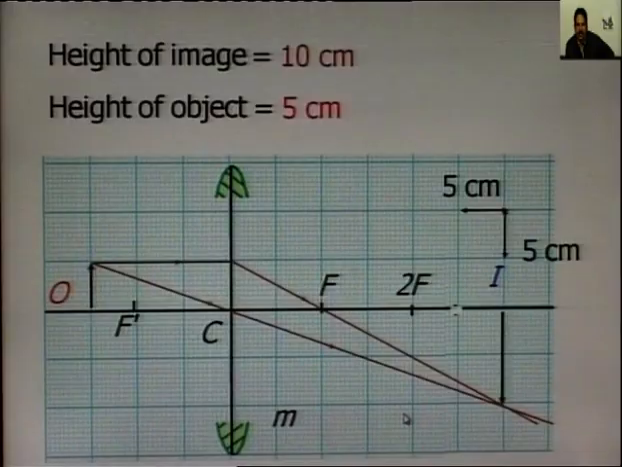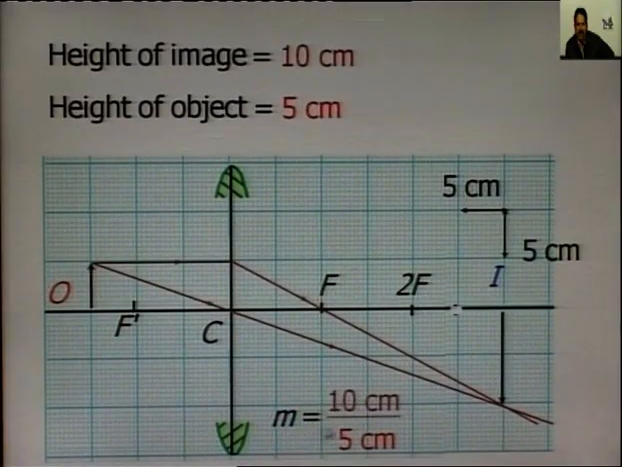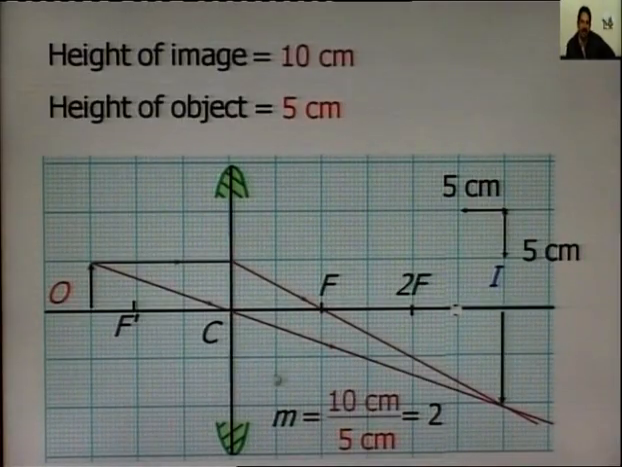So, height of the image is 10 centimeters, height of the object is 5 centimeters. Therefore, the magnifying power is equal to height of the image over height of the object, which is equal to 2. And this magnifying power of a lens is a simple number, unitless, because centimeter cancels with centimeter. So, magnifying power is a unitless, dimensionless quantity.